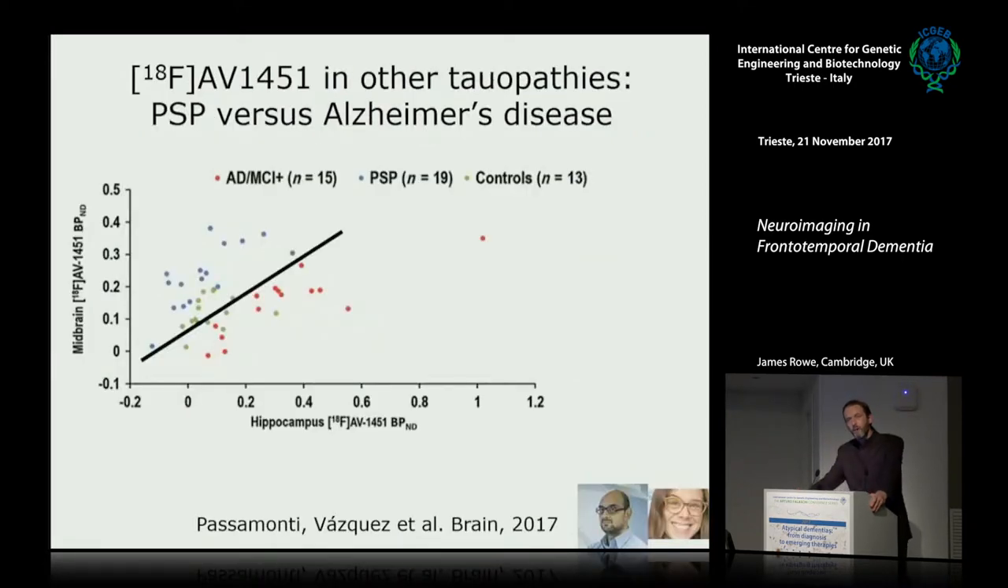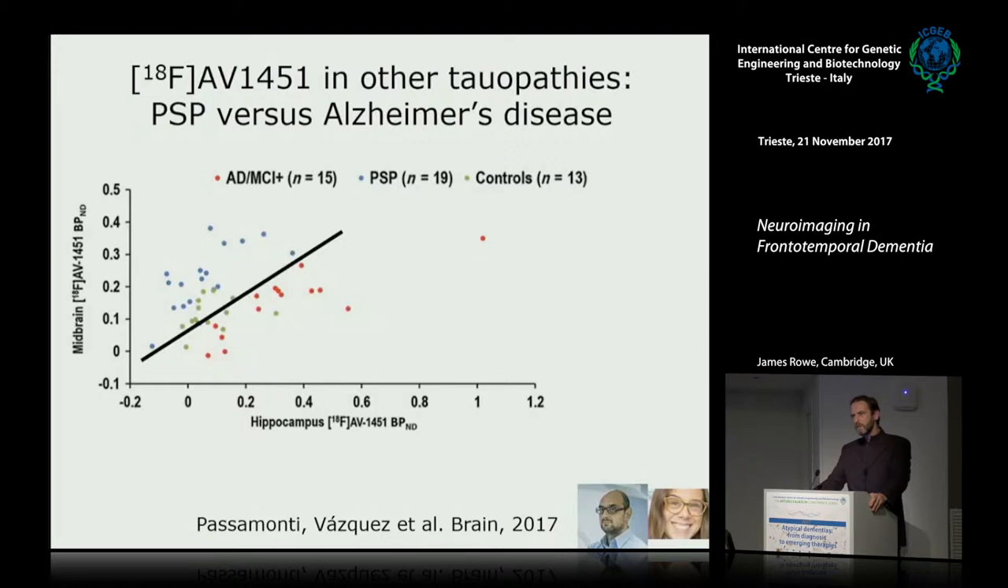We went on to look at other more common tauopathies, focusing initially on Alzheimer's disease and progressive supranuclear palsy, representing 3-repeat and 4-repeat tauopathies and a 4-repeat tauopathy family, respectively. There's a number of papers out looking at this, and they all show weak but marginally significant binding in many regions.